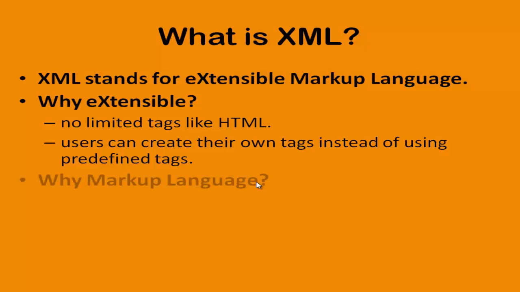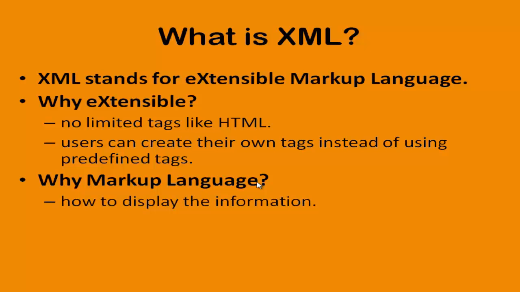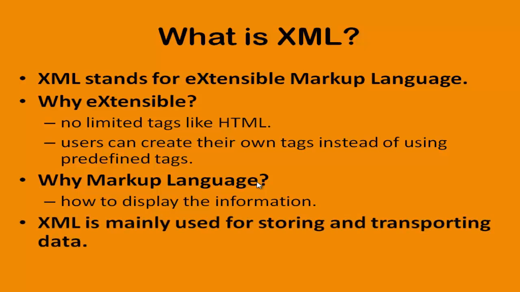And why markup language? We already know HTML is also a markup language. So what does it mean? It means that the markup language tells the browser how to display the information. So whatever changes we make in our program, the browser will understand with the help of this markup language. And XML is mainly used in order to store and transport data. It means that XML acts even as a database, where we can store and transport the data to whichever format we need.